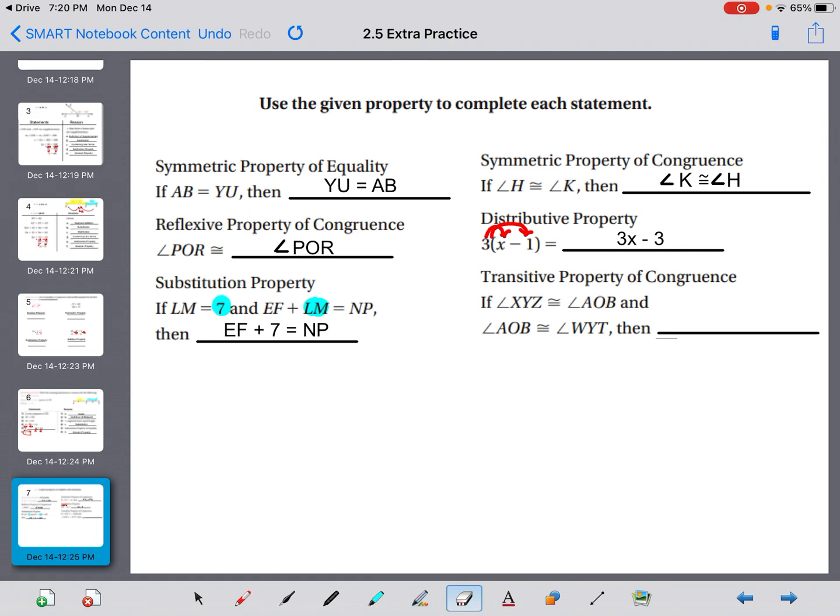Your transitive property of congruence: if angle XYZ is congruent to angle AOB, and if AOB is congruent to WYT, then angle XYZ is congruent to angle WYT.